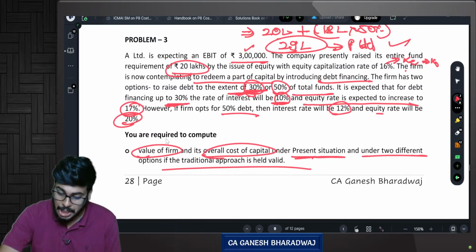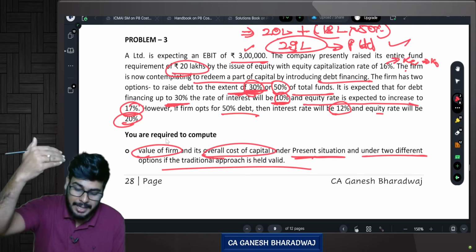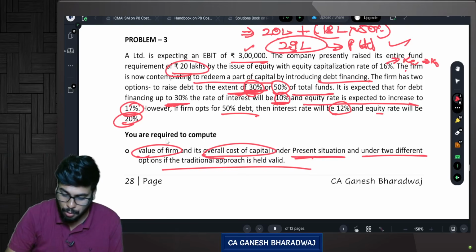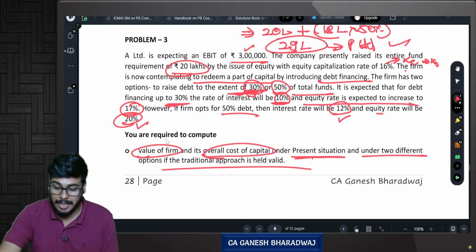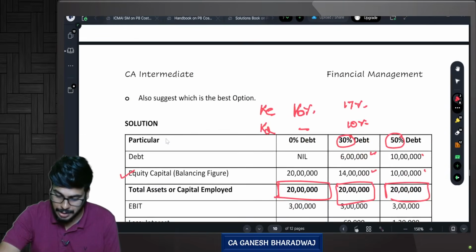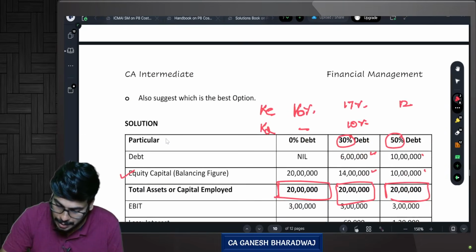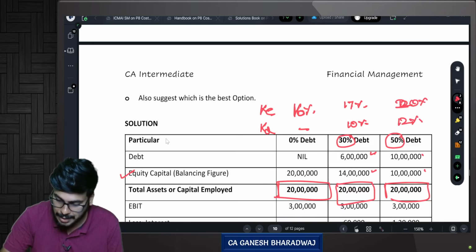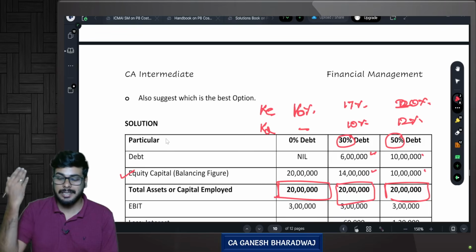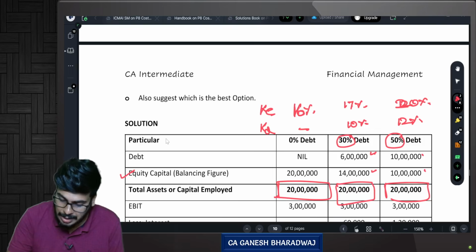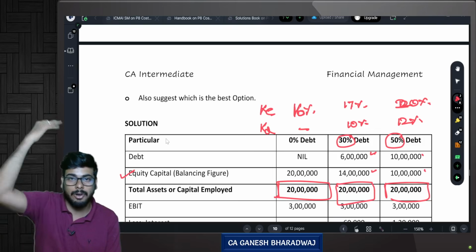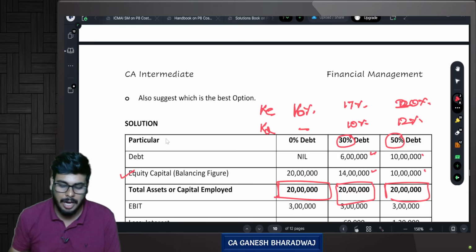Next. Now, if you want to raise debt for 50 percent or more, the interest rate will increase to 12 percent and even your KE will also increase to 20 percent. So this will be 12 percent and 20 percent. Are you clear with this? Clearly, this is a traditional model. See, beyond a point, what happens? KD also increases, KE also increases. Third phase is happening here. Are you clear with this?